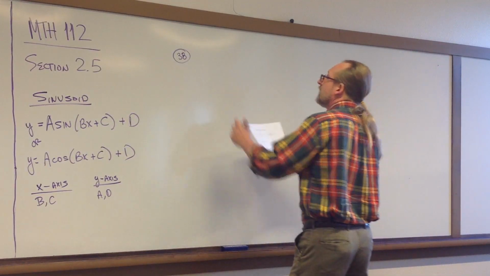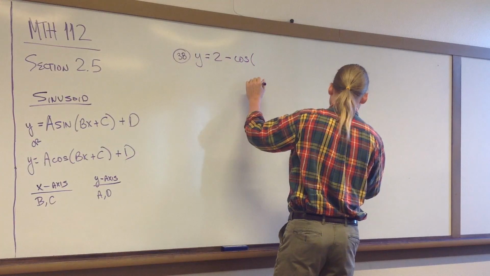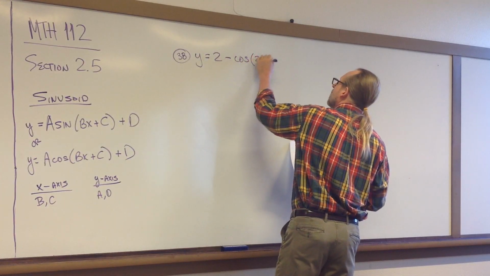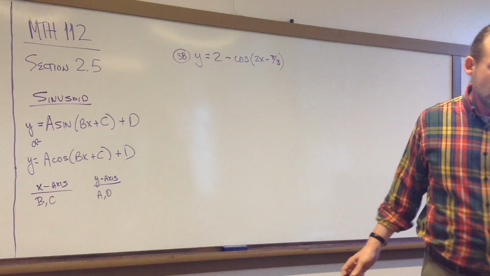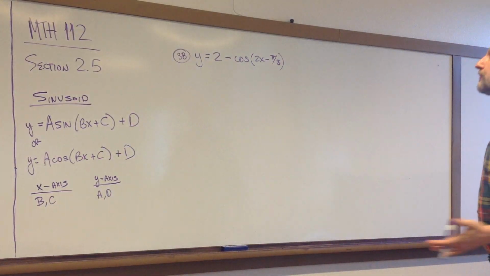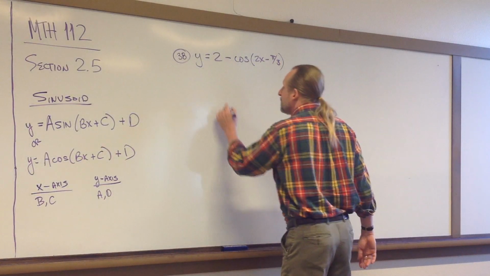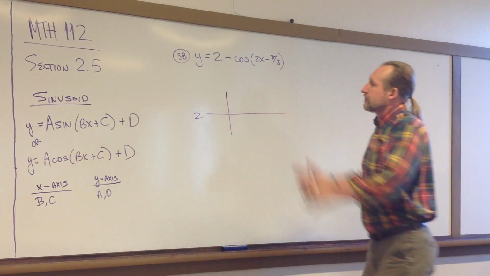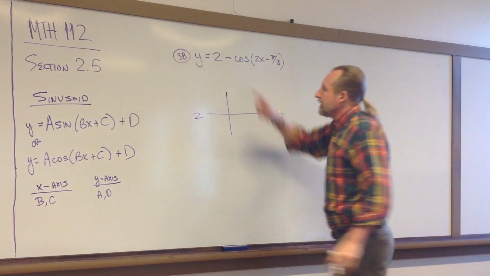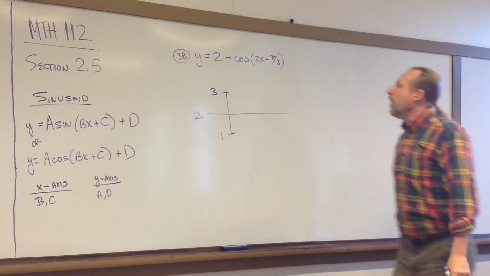All right, 38, 2 minus cosine of 2x minus pi over 3. All right, so again, the value for d is out in front rather than being in the back here. So d is going to be positive 2. That'll shift that up 2 places. Our amplitude here is 1. So it'll go up to 3 and it'll go down to 1.